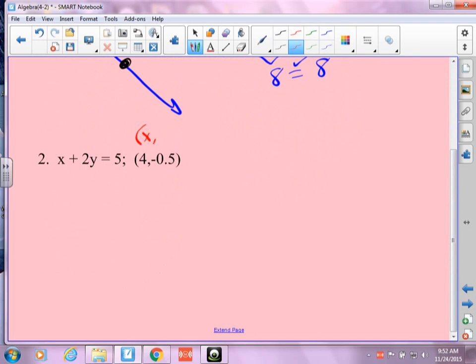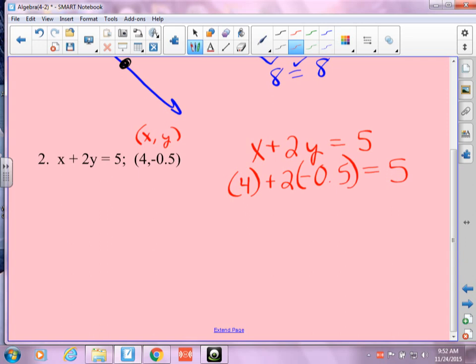Again, this is my x comma y. I'm going to write my original problem down when I do my homework. I'm going to write in 4. Order of operations has me do what first? Multiply. So I get -1. And 4 plus -1 is 3. So 3 equals 5. Is that a solution? No, that is a no solution.